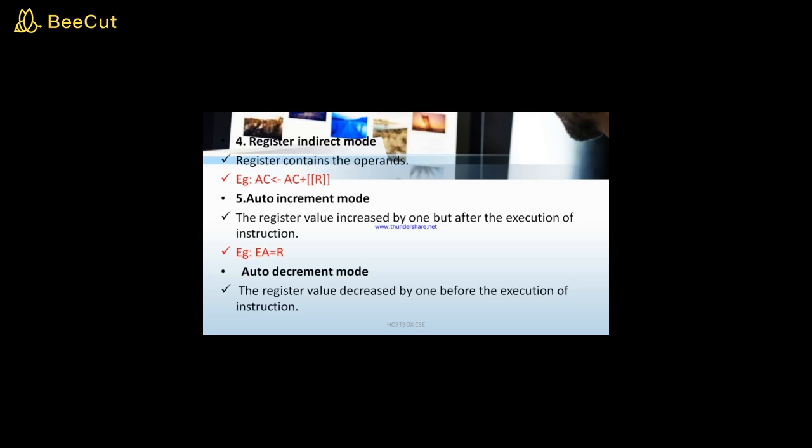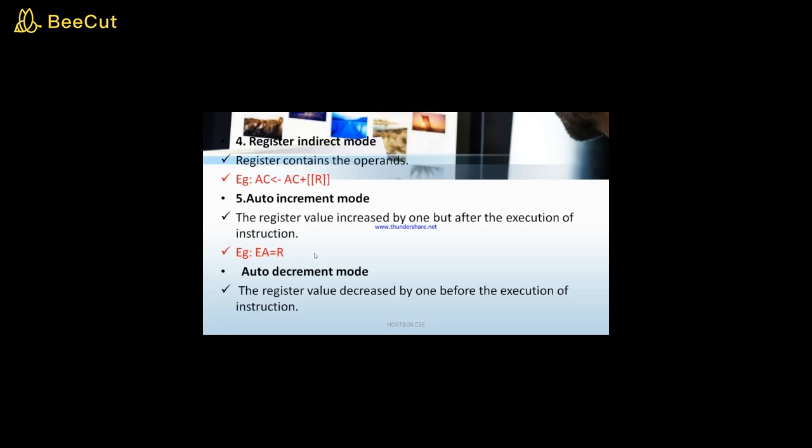Then another important thing here is auto increment and auto decrement. In auto increment, the register value is increased by 1 after the execution of the instruction. For example, effective address E is equal to R. Once you execute the program, after that the register value will increment. For example, 500 becomes 501 after executing the program.